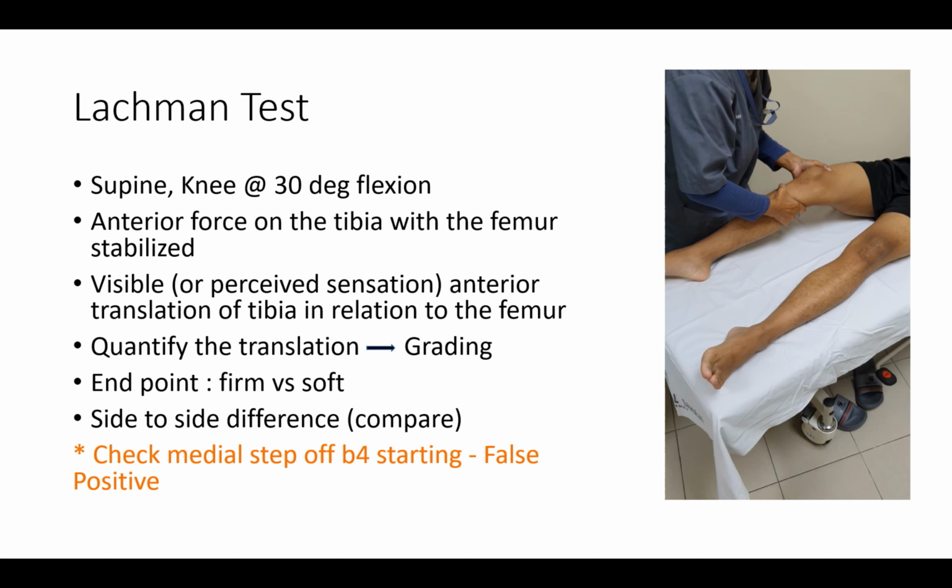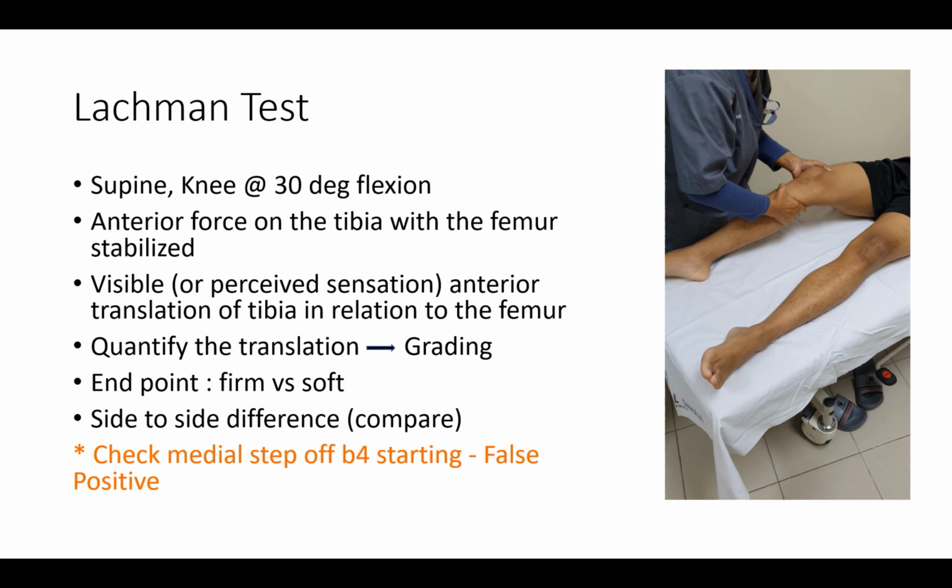Lachman test is the most sensitive among the three. In supine position, and the knee is flexed at 30 degrees to ensure that the hamstring is fully relaxed. One hand applies an anterior force on the tibia while the femur is stabilized using the other hand. Always make sure that the medial step off is normal before starting, or else a false positive Lachman will be obtained. Positive test means when there is a visible anterior translation of tibia in relation to the femur, or sometimes perceived sensation of giving way.